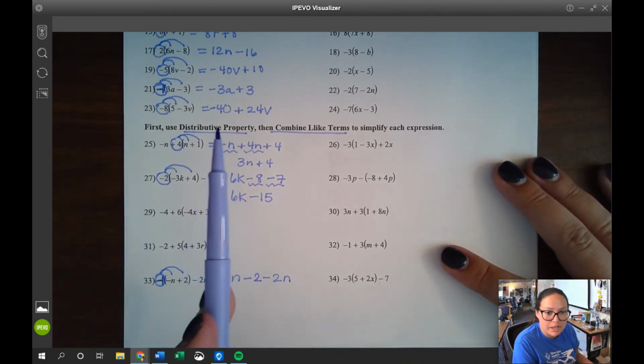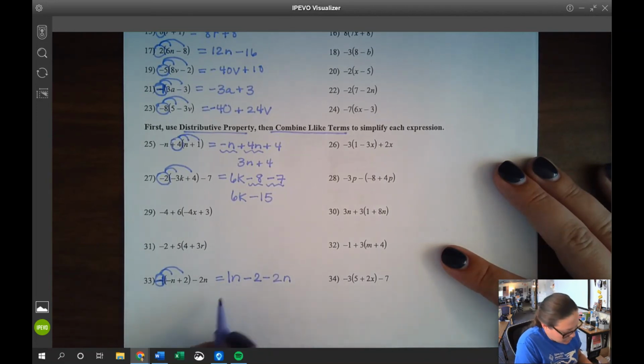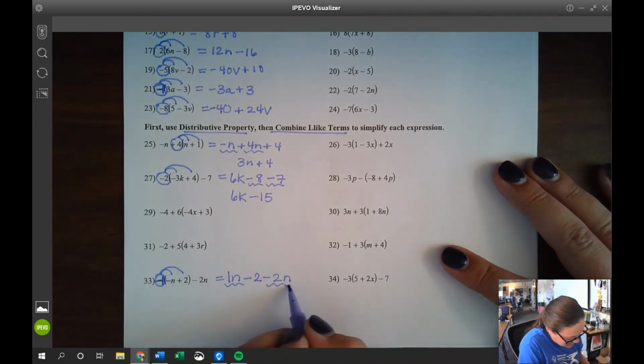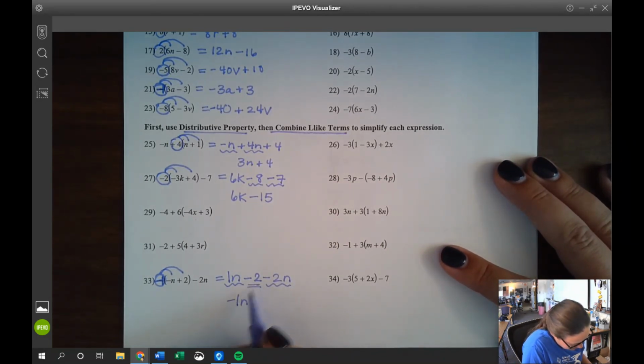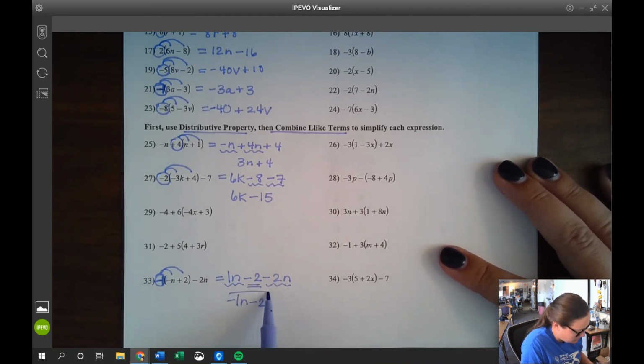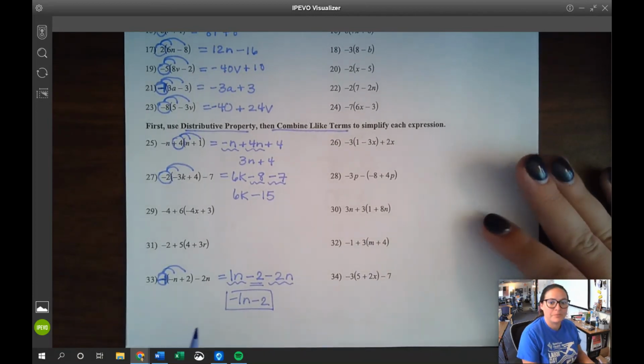So that's the distributing. And then we're going to combine like terms. I can do 1n minus 2n and get negative 1n. And then the minus 2 is all by itself. And that's it. That's all we can do.